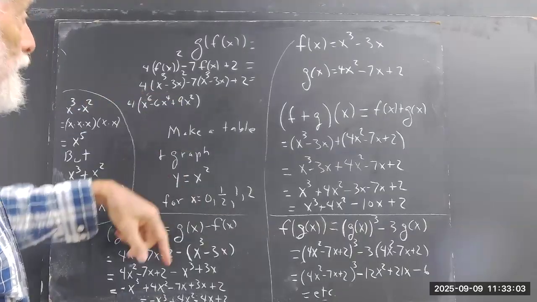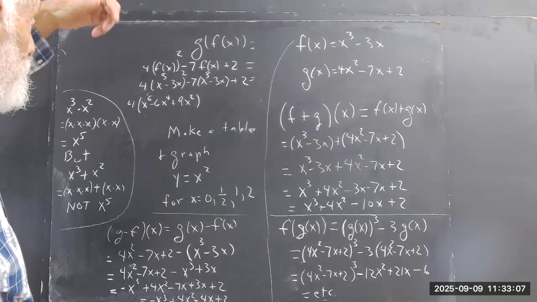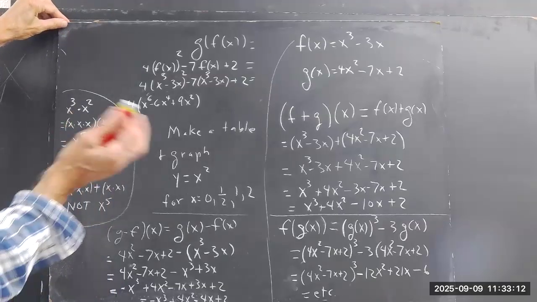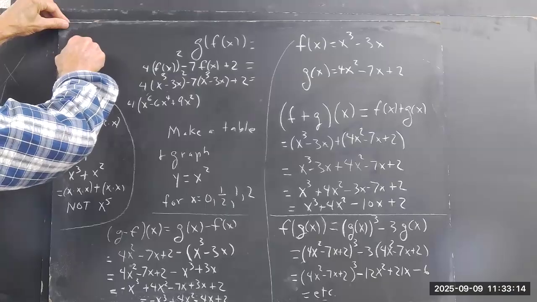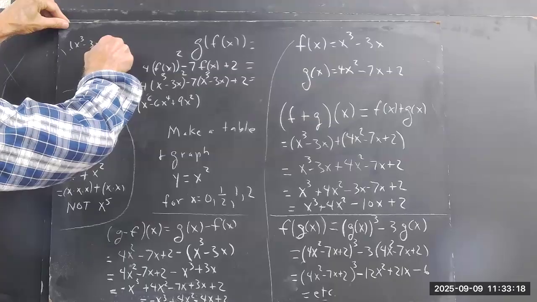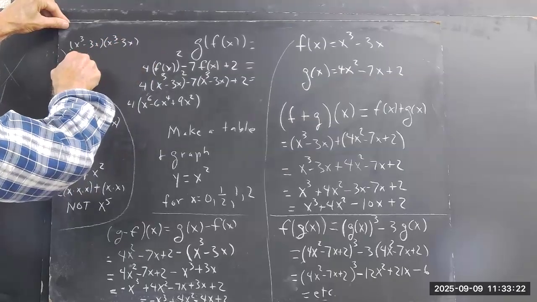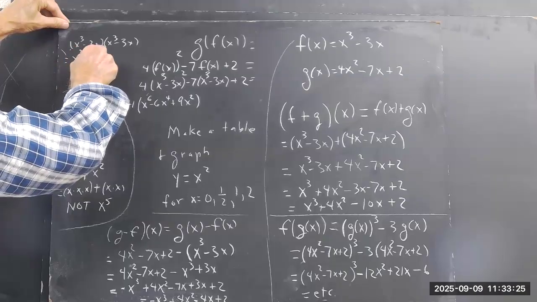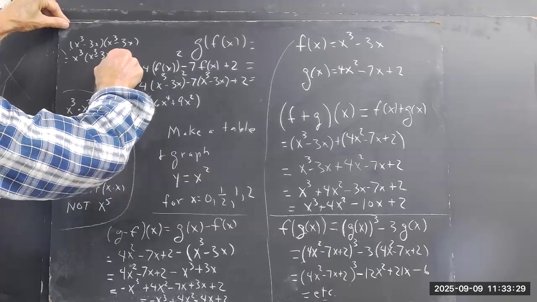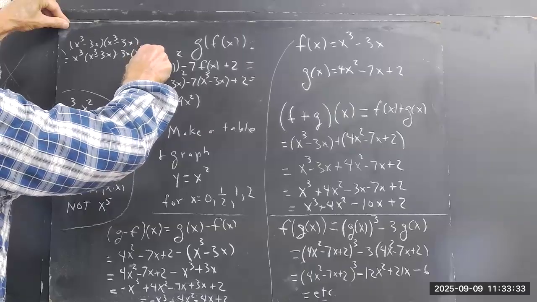That's not how it works. You have to multiply this by itself. And I am going to just write that out so you can see it. You got x cubed minus 3x multiplied by x cubed minus 3x. That equals x cubed times x cubed minus 3x minus 3x times x cubed minus 3x.